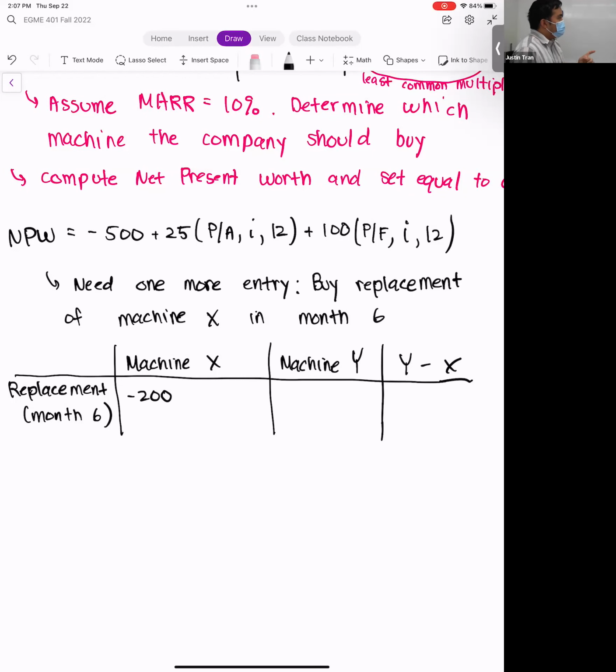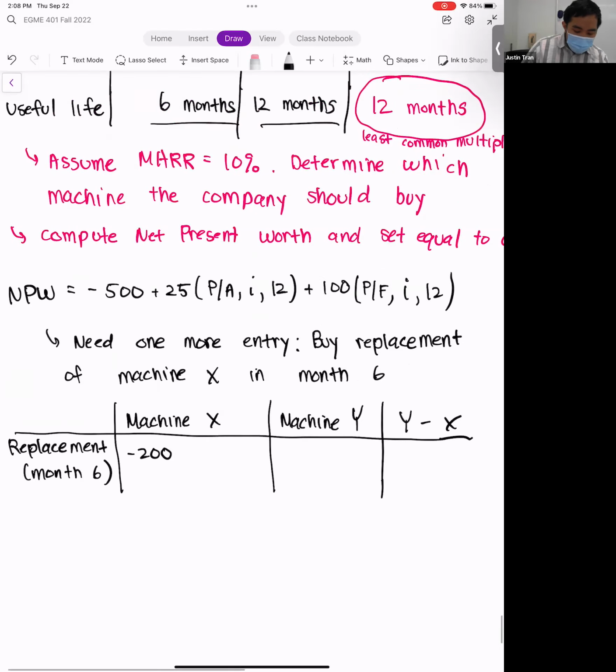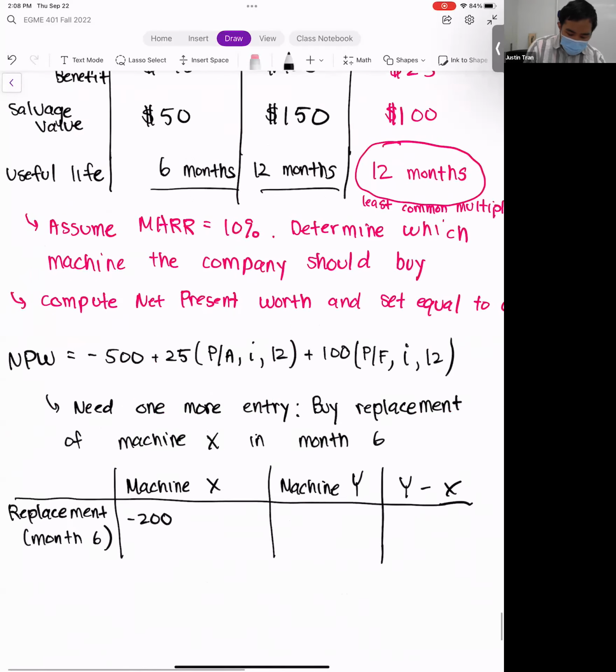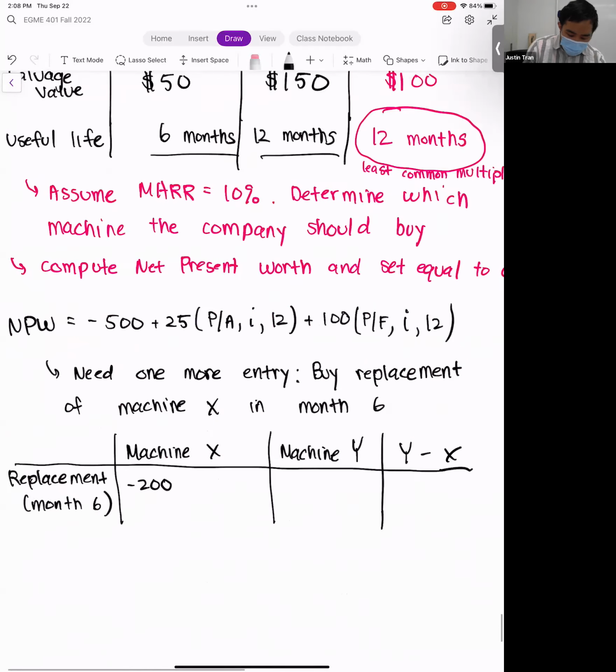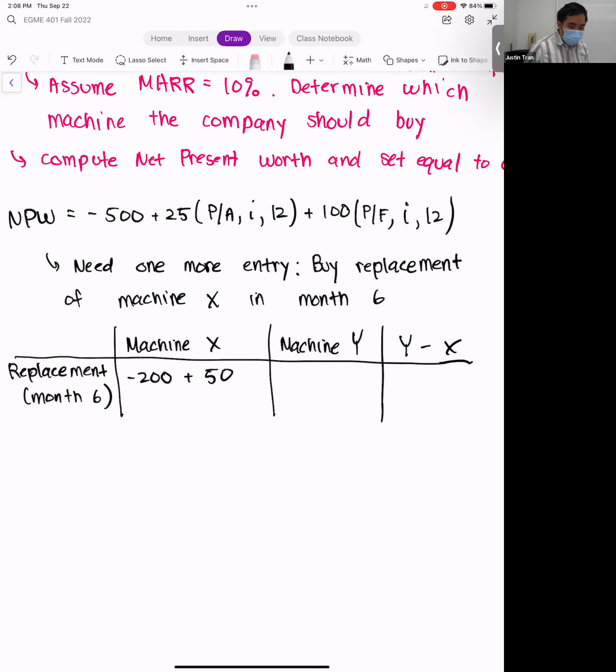But in month 6, we can also salvage the first machine that we bought, right? We bought a machine X. It lasts us from months 1 through 6, and then we salvage it and we buy a new one. And so the salvage value for machine X is $50. So it's not just going to be a minus 200, it's going to be a minus 200 plus 50. And so the net extra cost that we obtained there is going to be minus 150.